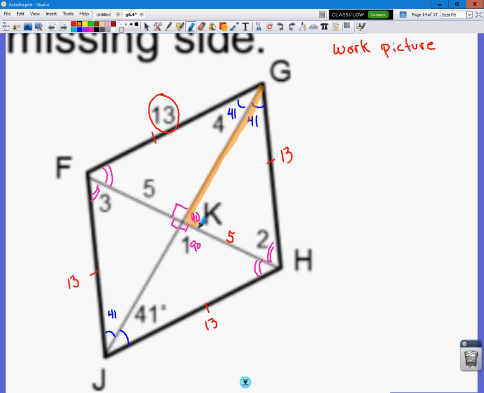Now let's look at this triangle. How many degrees are in a triangle? There's 180 degrees in any triangle. So far, I've used 41 and 90. I've used 131 degrees in this triangle out of 180. So the one that's remaining had to be 49. So if this one's 49, each one of these that I have marked with the double mark is also 49.